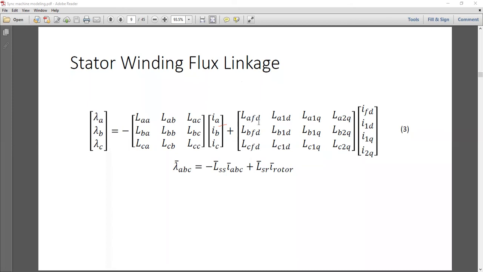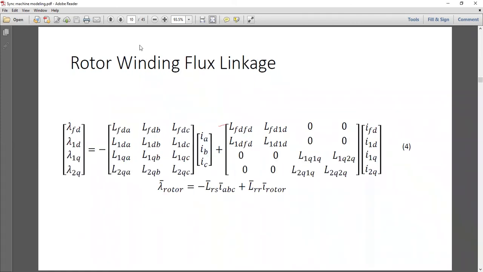So it has 3 rows, and it is 3 by 4. So it is LSR, S for stator, R for rotor, and we have 4 rotor currents in the 4 rotor coils. What about rotor winding flux linkage? Similarly, you can analyze the rotor winding flux linkage. There will be 4 of them: lambda FD in the field winding, lambda 1D in the D axis damper winding, lambda 1Q and 2Q in the 2 Q axis damper windings. Again, you see the minus sign because IA, IB, IC are coming out of the circuit. So that's why the minus sign.